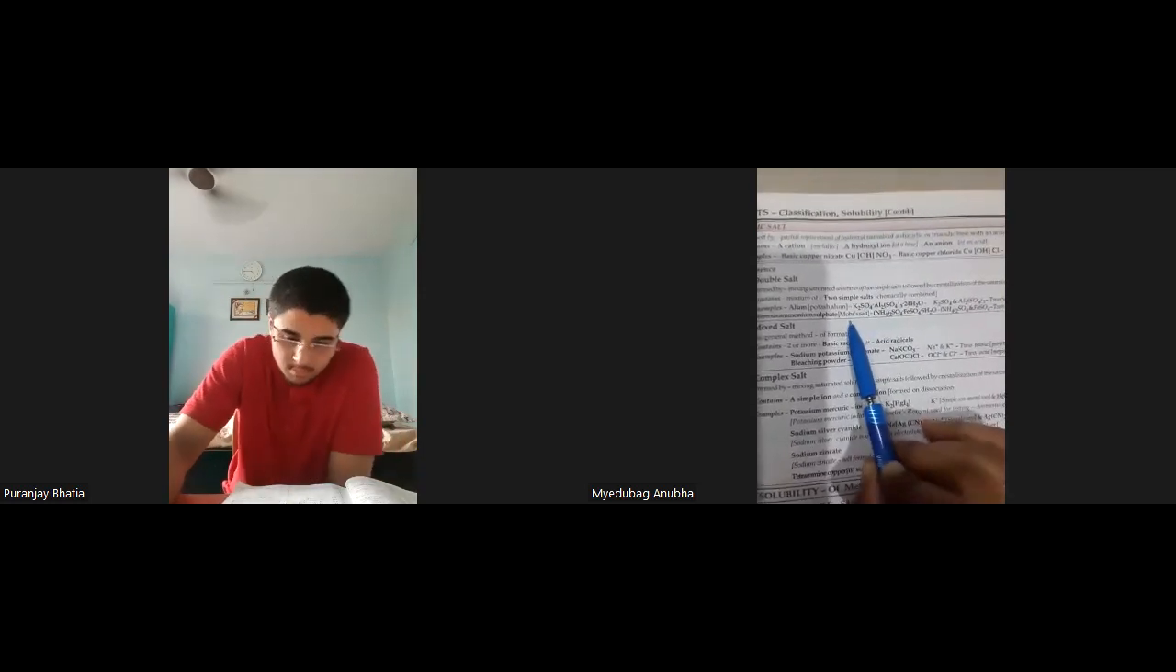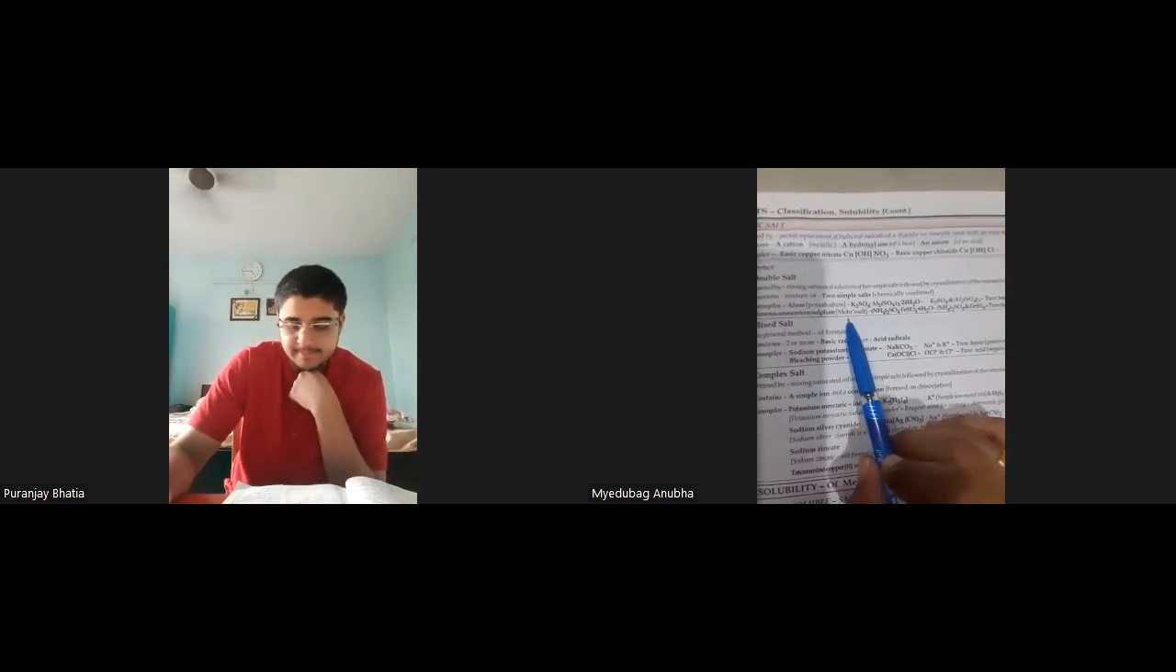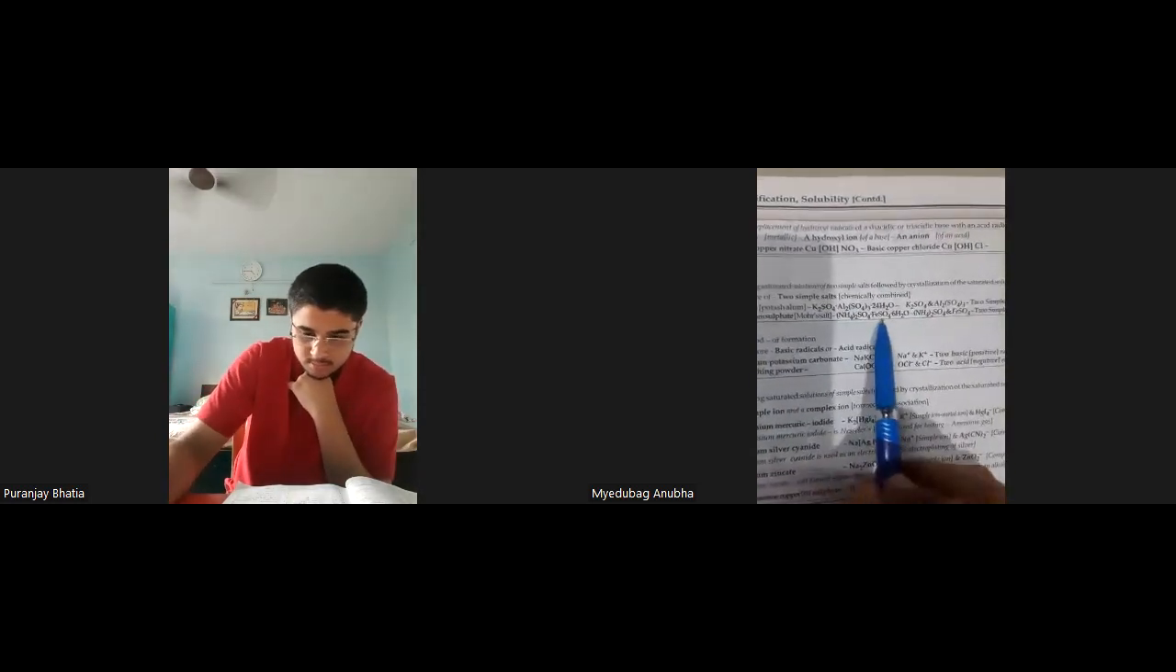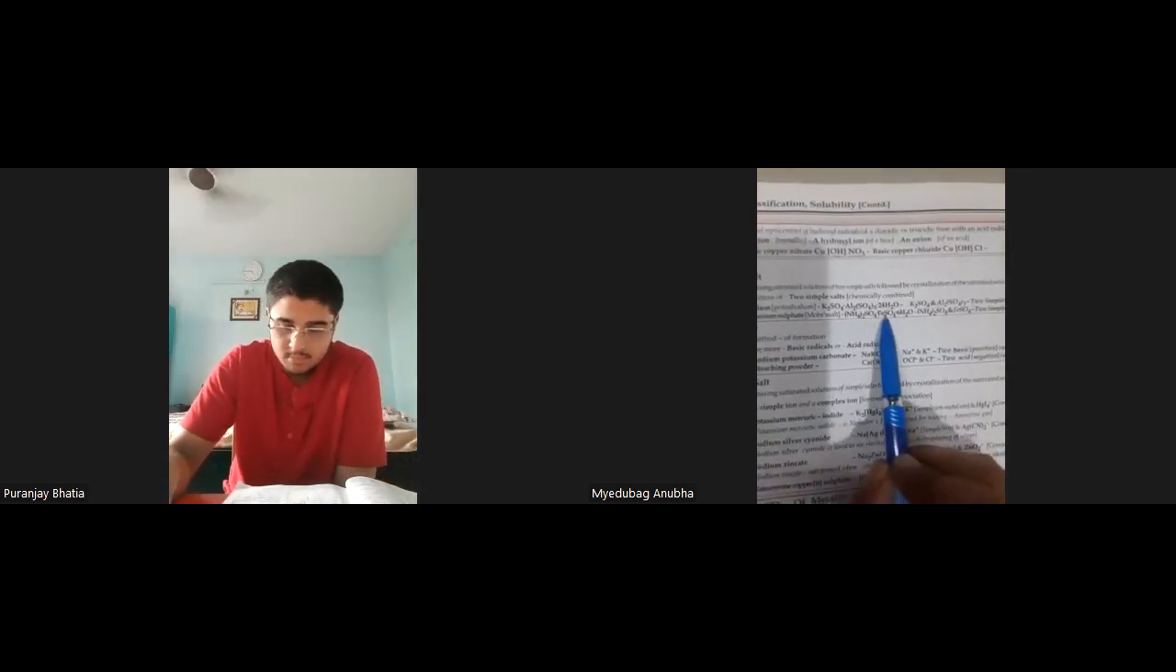In the case of Mohr's salt, in class 11th and 12th, you would be doing the experiment with Mohr's salt, studying the titration. So the formula of Mohr's salt is ferrous ammonium sulfate. That is ferrous ammonium sulfate, as you can see. This is the ammonium sulfate and this is the ferrous sulfate, right? Here these two are the simple salts, two simple salts.